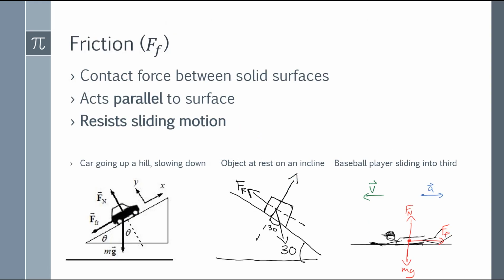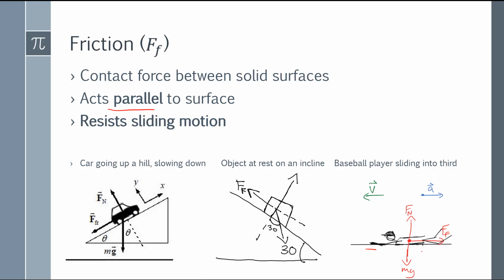Friction is the other contact force that acts between solid objects. And friction is the force that acts parallel to the plane. So you know what friction is. If you slide two objects across each other, friction is going to try and slow those objects down. It's going to resist sliding motion.